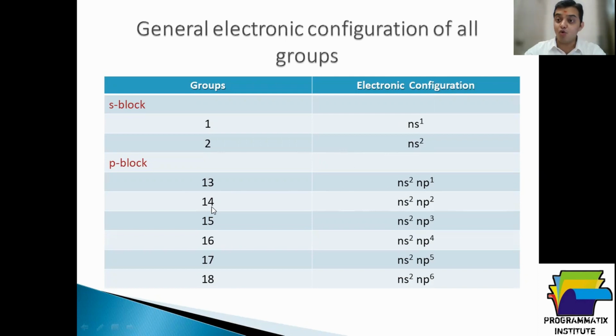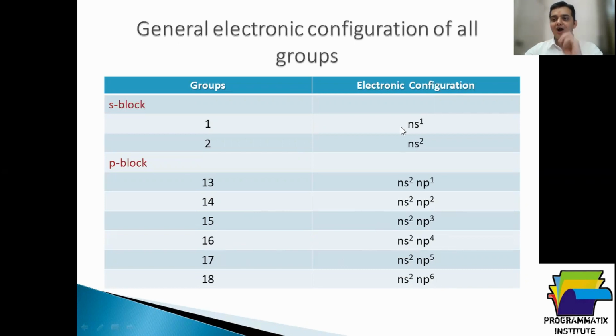Group 14 has 4 electrons, so 2 electrons will go to ns2 and the other 2 electrons will go to np2. Group 15 has 5 valence electrons. Out of 5, 2 will go to ns2 and 3 will go to np3. Group 16 has 6 valence electrons, so 2 will go to ns2 and 4 will go to np4. Group 17 has 7, so we write ns2 np5. Group 18 has 8, so we write ns2 np6.